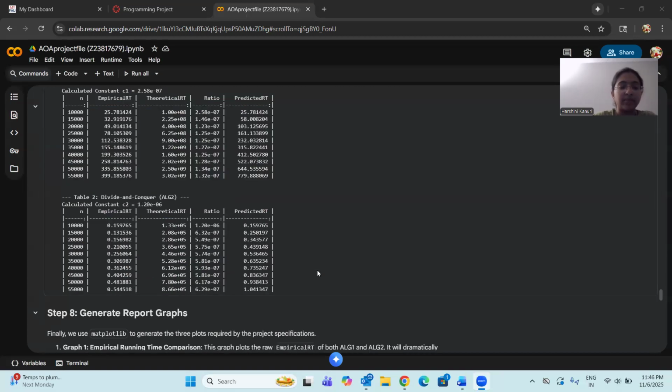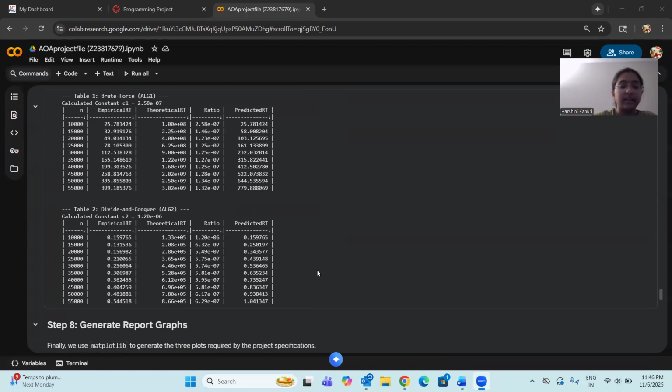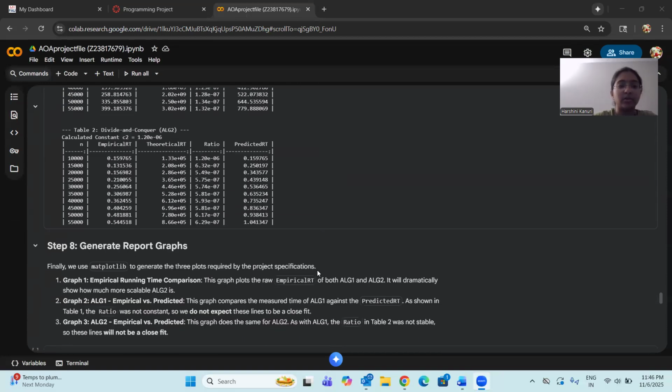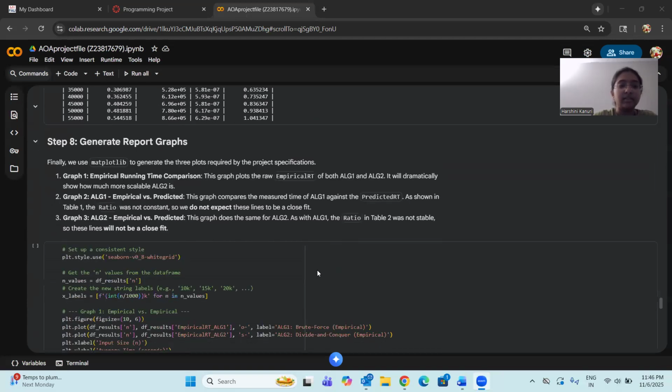Here you can see table 1, which is the brute force algorithm 1, and the calculated constant was 2.58 e to the power of 7. And the second is the divide and conquer algorithm table, which has a calculated constant of 1.20 e to the power of 6. And the last step would be the graphs.